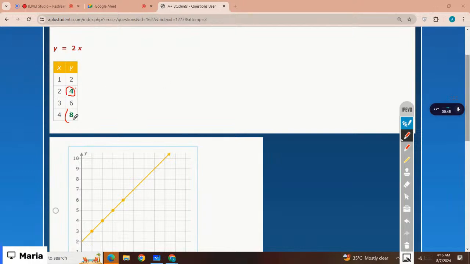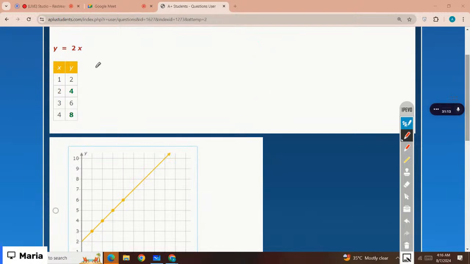These are the values that are missed. Let me just explain how you complete it. The equation is y equals 2x, right? You are given x equals 2, you need to find the y value. So replace the x with 2: 2 times 2 is 4. So that means when x is 2, y is 4, right? So when x is 4, you have to do 2 times 4, that is 8.